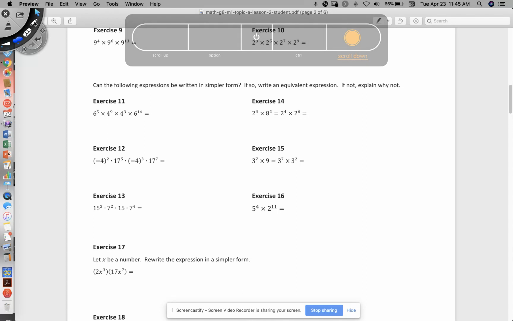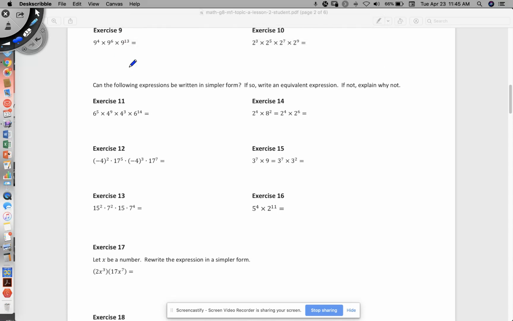All right, we're going to go on to number 9 here. Now, number 9 has 3 numbers. You don't treat it any differently. So my base number here is 9. We're going to keep the 9, and we're going to do 4 plus 6 plus 13. And again, it does not want us to solve. We're just getting in the habit of writing it out. So I'm going to let you go ahead and do number 10.